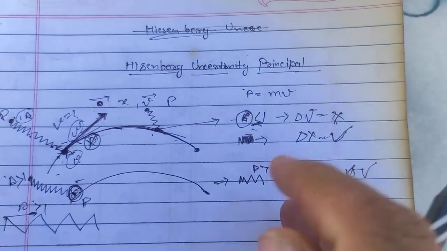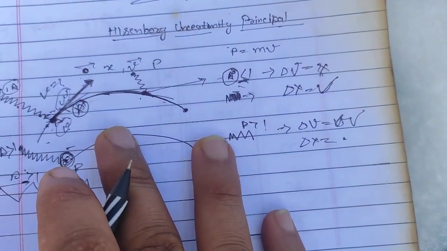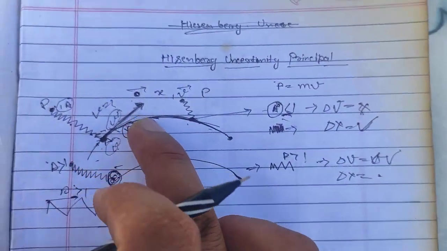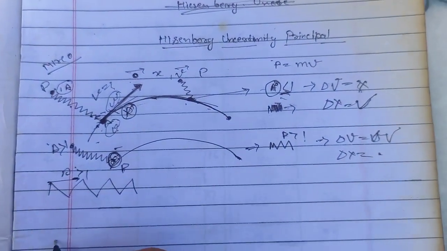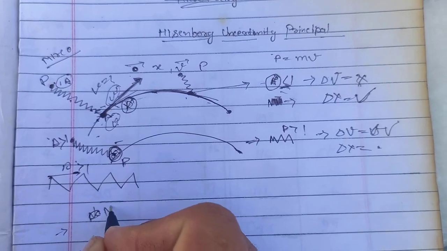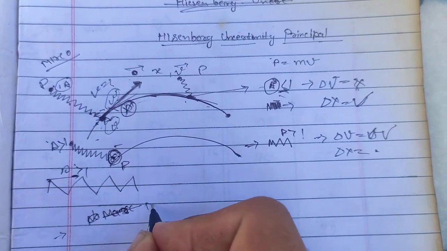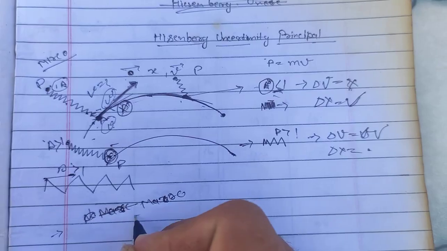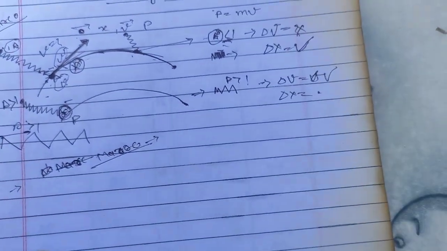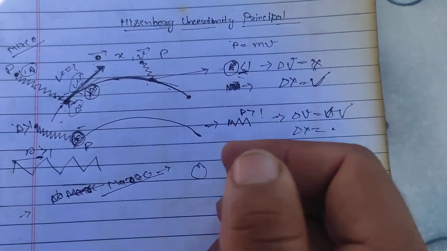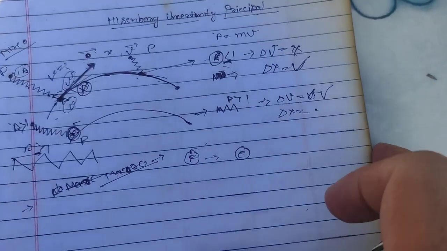This is the Heisenberg Uncertainty Principle, and it applies only to microscopic, nanoscopic particles. But in the case of macroscopic particles, which are much greater than an electron or photon, like a football, a cricket ball or a baseball, it does not apply.